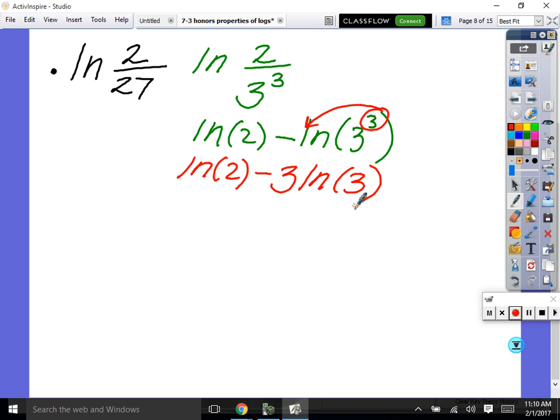So if we were going backwards, we'd pull this up into our exponent and then divide them. Put it in 1 ln. So now we've rewritten all in terms of ln of 2 and ln of 3.